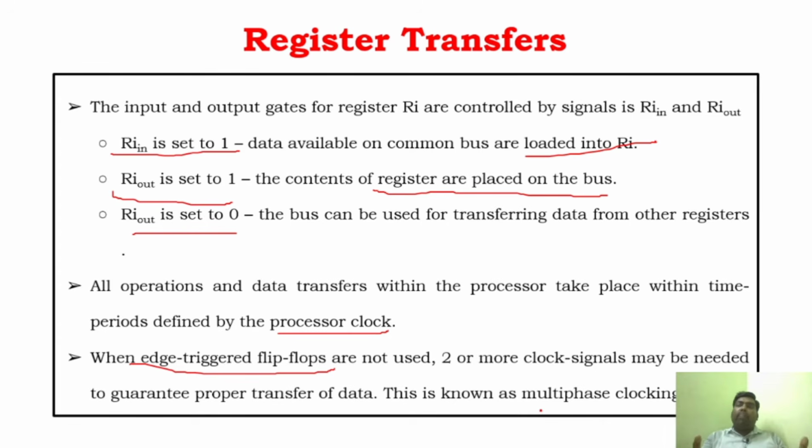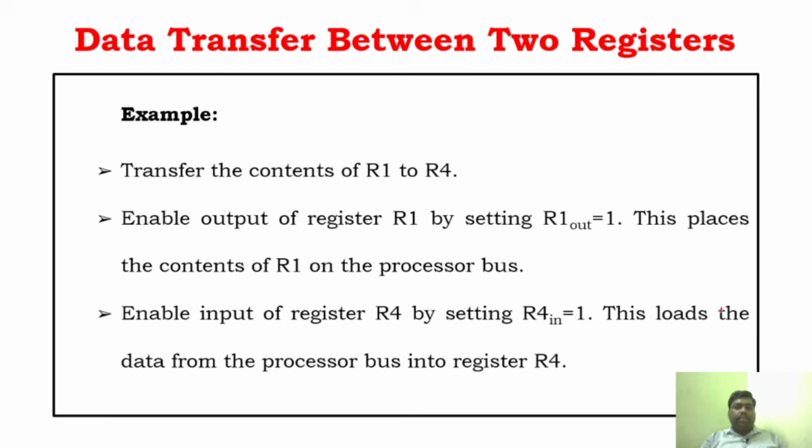And there are flip flops which will change the state and do data transfer at both the edges, that is, at the rising edge as well as the falling edge. There are different techniques, okay? And if it is not an edge triggered flip flop, it will take more than 1 or 2 clock cycles to transfer. That is called multi-phase clocking, okay? So far clear about register transfer, right?